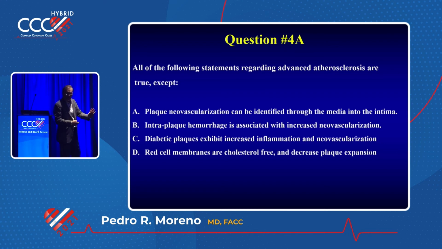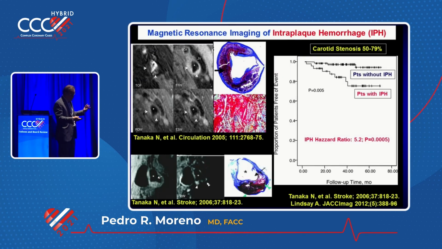You know that, huh? From the media to the intima. Intra-plaque hemorrhage is associated with increased neovascularization. Not difficult, huh? Diabetic plaques exhibit increased inflammation and neovascularization. Red cell membranes are cholesterol-free and decrease plaque expansion. That's the wrong statement. This is very important. This is the take-home message.